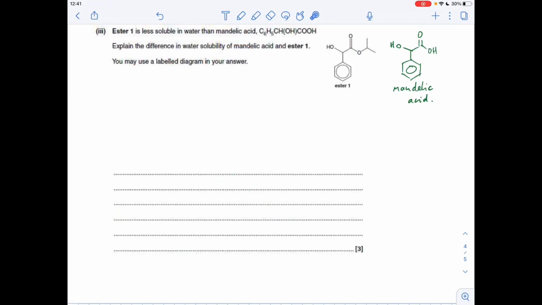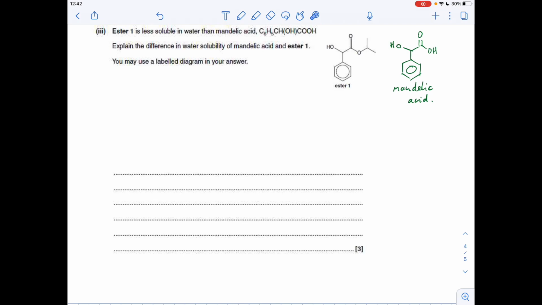So final part of the question, we've got to explain why ester 1 is less soluble in water than mandelic acid. So I've copied the ester 1 structure and written out the mandelic acid structure. And the answer to this question is all to do with the ability of the molecules to form hydrogen bonds with water. So ester 1 and mandelic acid are very similar because they've both got the benzene ring. And then you've got the CHOH. This is where it differs. So we've got an ester group and then this 2-propyl group here, whereas on mandelic acid, we've got the carboxylic acid group.